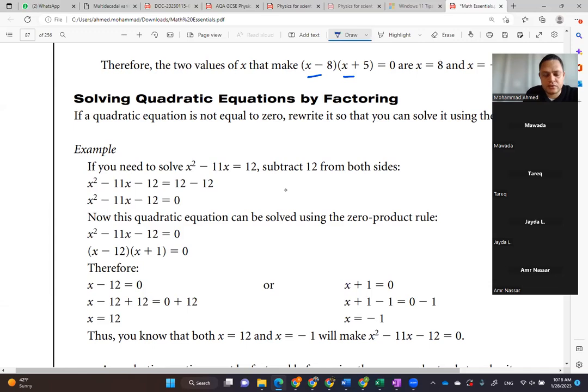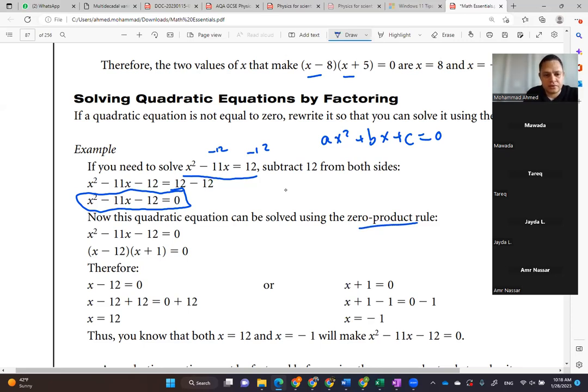First of all, we have to rearrange the equation to fit the general form, which is ax squared plus bx plus c equals 0. This equation is not in the standard form, so I need to subtract 12 from both sides. So it's going to be x squared minus 11x minus 12 equals 0. And then we're going to use the zero product rule.